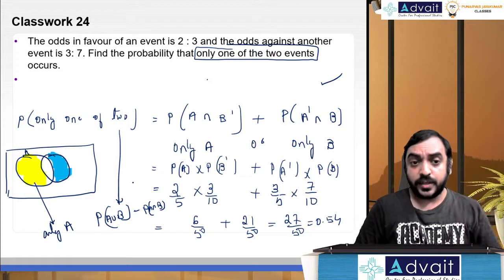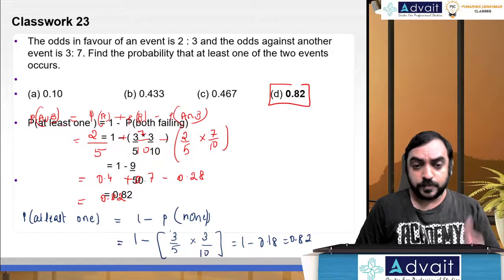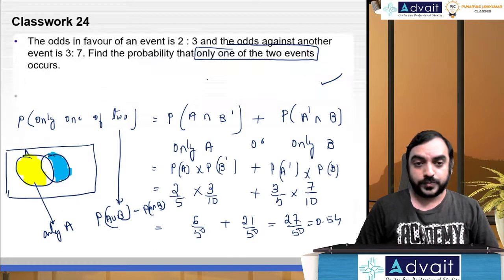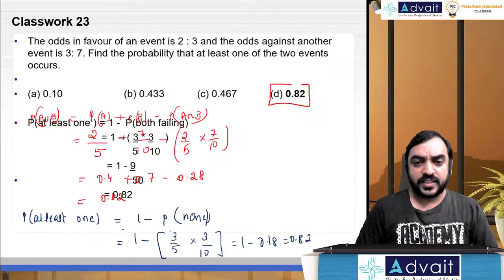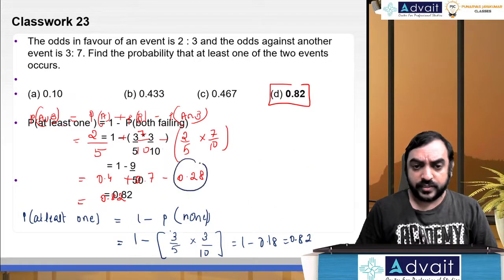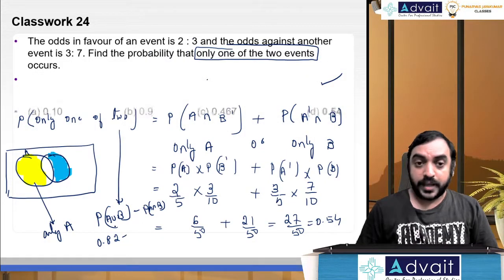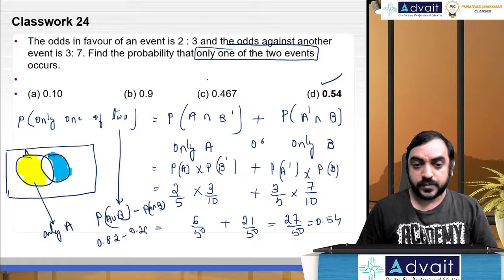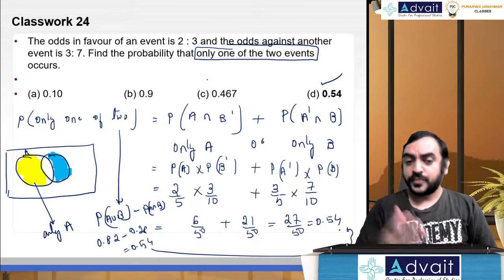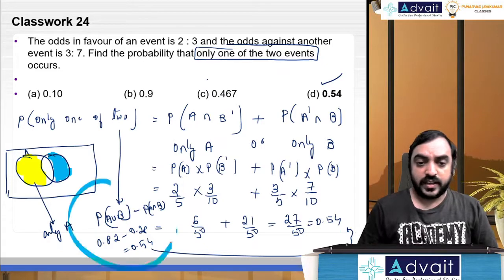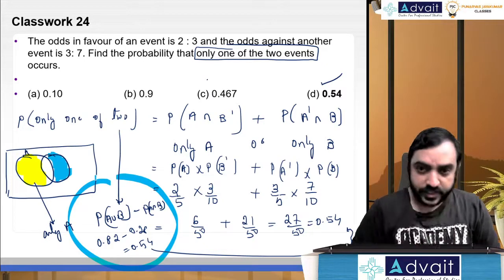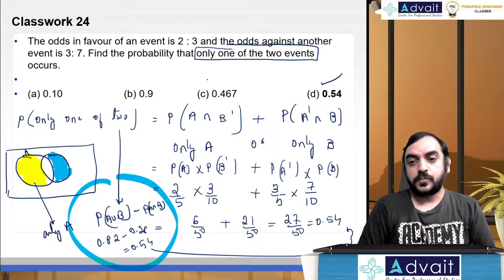And what is A union B? We have calculated in the previous problem, 0.82. A union B is 0.82. Intersection also we calculated previously only. 0.28, right? We multiplied both and we got it, 0.28. So 0.82 minus 0.28. That also will give you the same answer, 0.54, same as this one. So you can write down this alternative also for your reference, and any doubts, please get clarified.